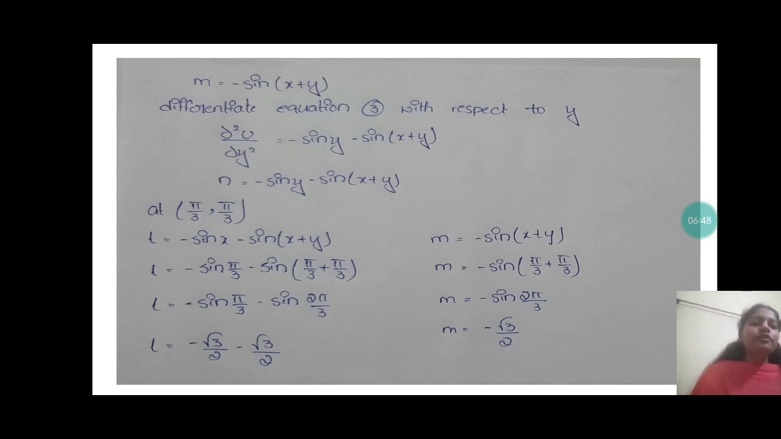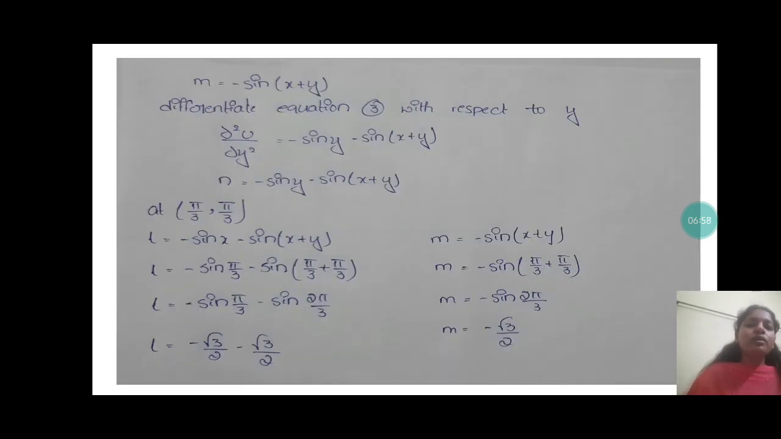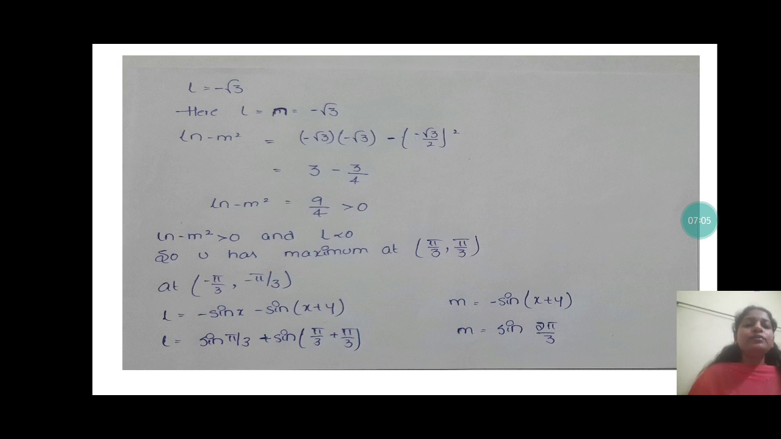At the point (pi by 3, pi by 3), solving for the values, we get L equal to minus root 3, and m value is minus root 3 by 2. From this, we find ln minus m square, and by solving these we get ln minus m square is 9 by 4, and it is greater than 0. So u has a maximum at (pi by 3, pi by 3).